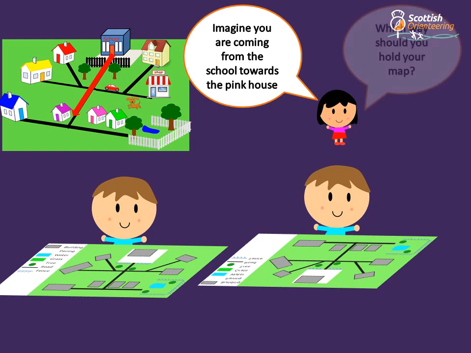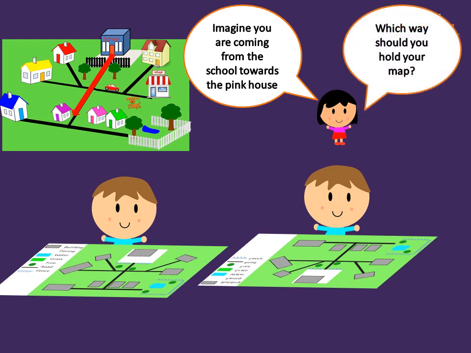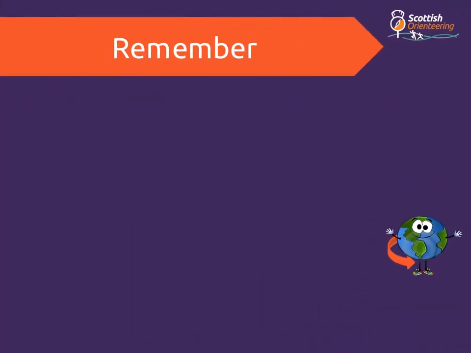Finally, imagine you are walking down the road from the school towards the pink house. Which way is correct now? That's right, I have to hold the map upside down to make it match the ground.